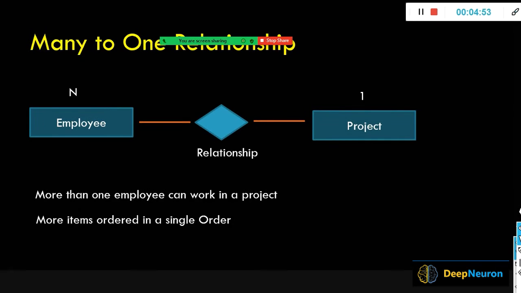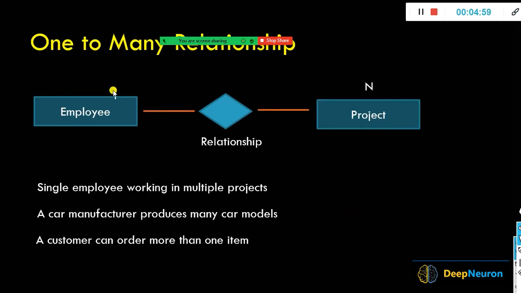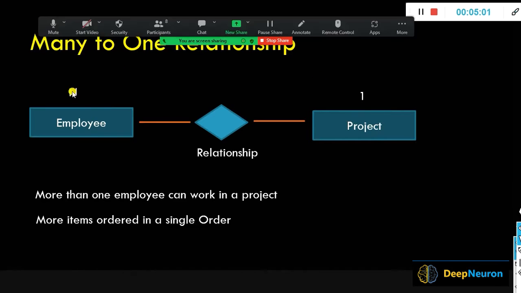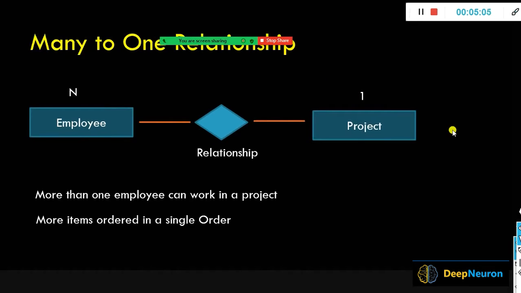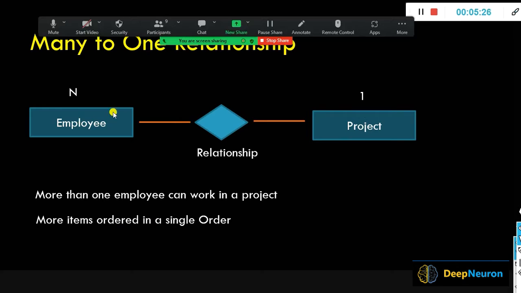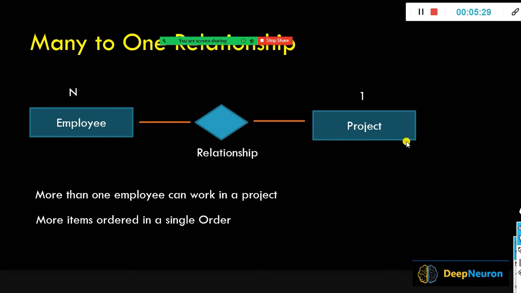So the next one is many-to-one relationship. This is 1 to many. So look here, 1, this is n, many, and here n, so it is opposite. Okay, so n to 1. More than one employee can work in a project. Obviously, right? If you take a retail analytics project, or supply chain analytics project, or HR analytics project, you see more than one employee working in a project. So more than one employee working in a single project, and more items ordered in a single order. These are the examples for many relationships.